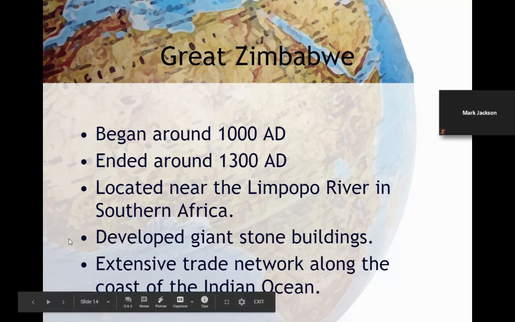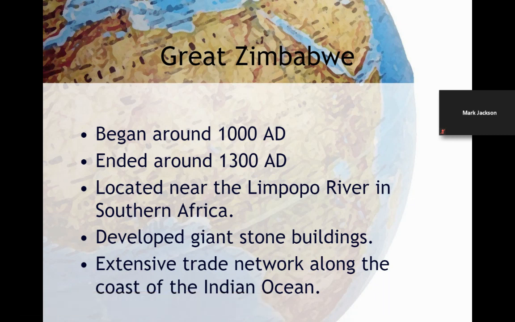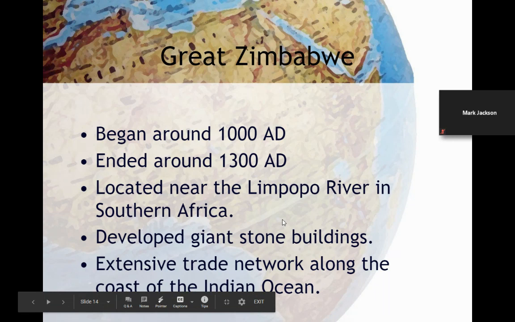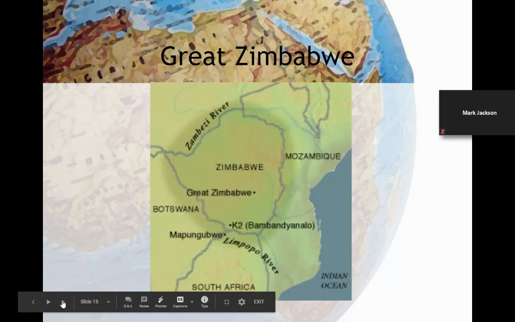Great Zimbabwe. They were only around for a very short period of time. They're known for their architecture. No one really knows why they disappeared. They sort of just left and abandoned their city. A lot of people attribute it to drought or famine. They're located along the Limpopo River in southern Africa, in the country of Zimbabwe.